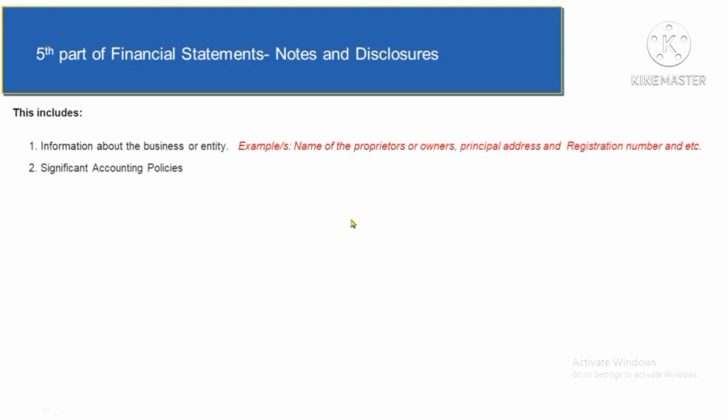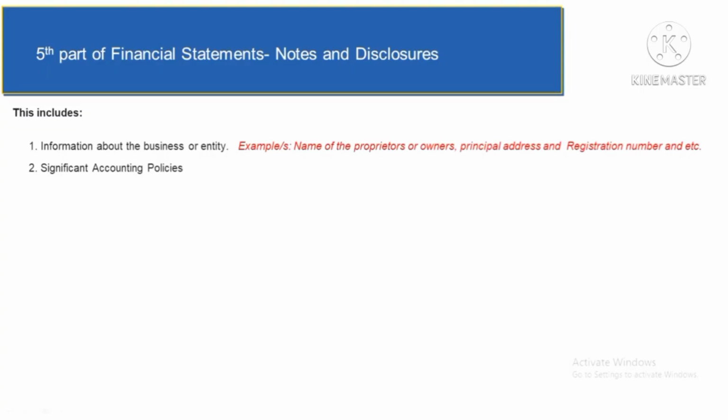For example, what is the depreciation method adopted by the company? Is it the straight line method or other methods? Because there are a lot of methods on estimating and computing depreciation. You will know more about these methods and the different accounting policies on my next videos.